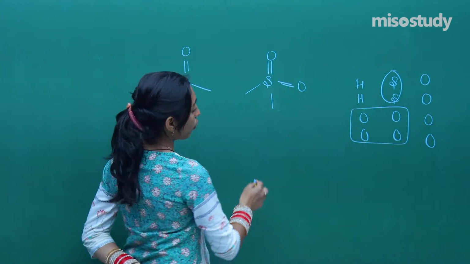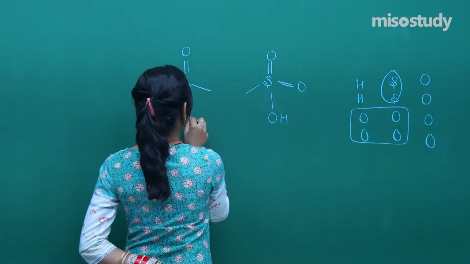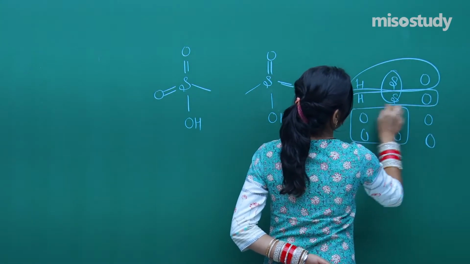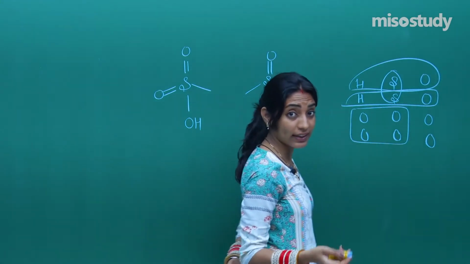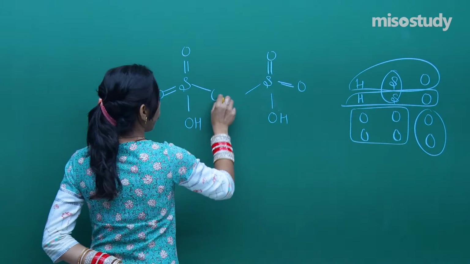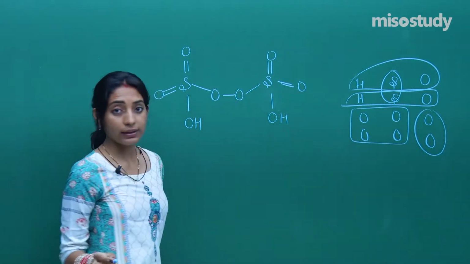Now I can put OH. So one OH is done, another OH is done. Now since the oxidation state was greater than the maximum, there will be one O-O bond, and when there is one O-O bond, I can put it like this.